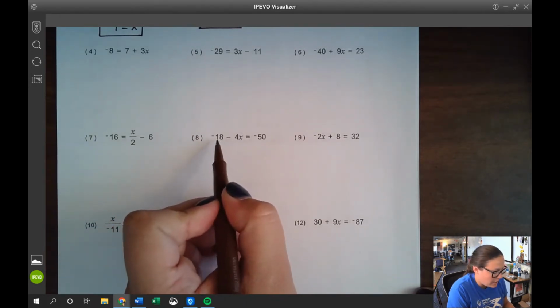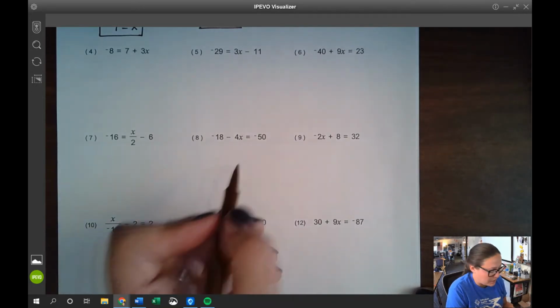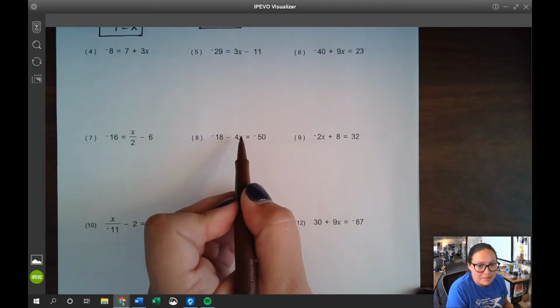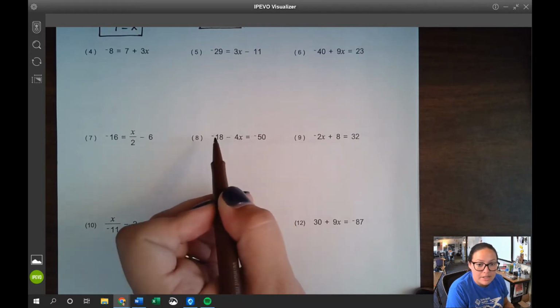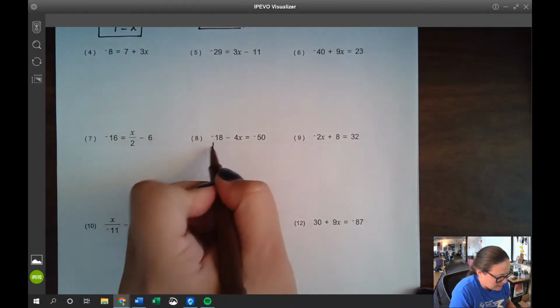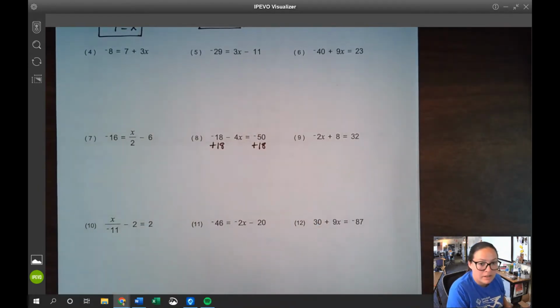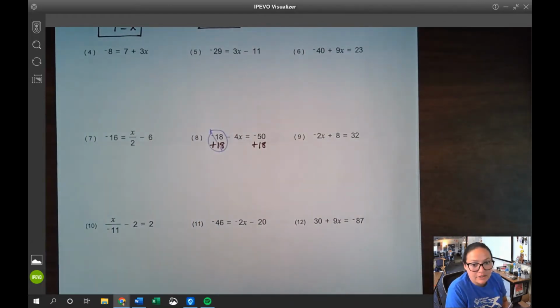So this is a minus 18, right? Because it's a negative 18, minus 18, those are the same thing. Okay, this is a negative 4, but what's happening is it's being multiplied to x. So this is a negative 4 that's being multiplied. The first one we're going to get rid of is just this minus 18. That's all by itself. So I'm going to add 18, because negative 18 plus 18 gives us 0.